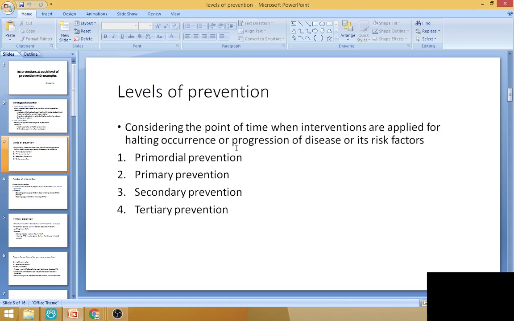Okay, then next we will come to the levels of prevention. We have 4 kinds of levels of prevention: primordial, primary, secondary, and tertiary. Considering the point of time when the intervention is applied, for halting the occurrence or progression of the disease or its risk factor, we have these different levels of prevention. So based upon the time when we apply that particular intervention, it is divided. All right, so we will see one by one.